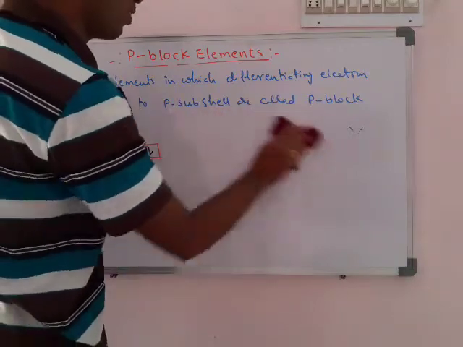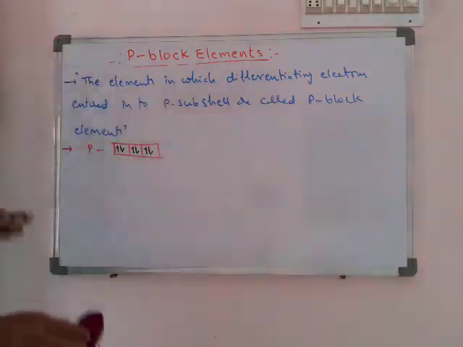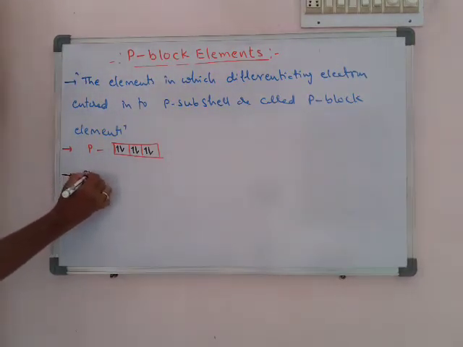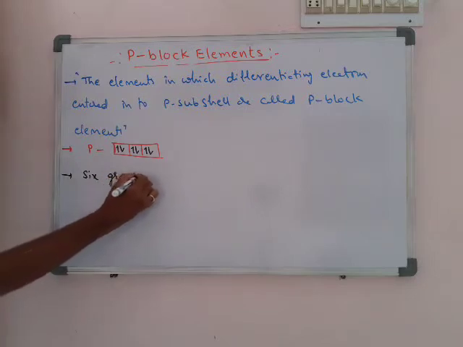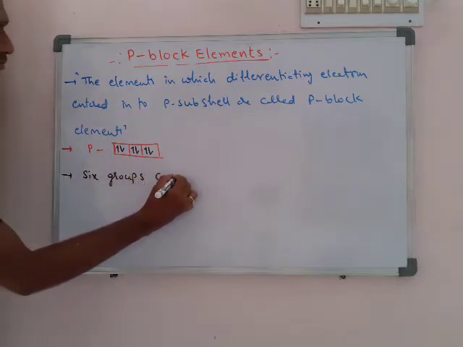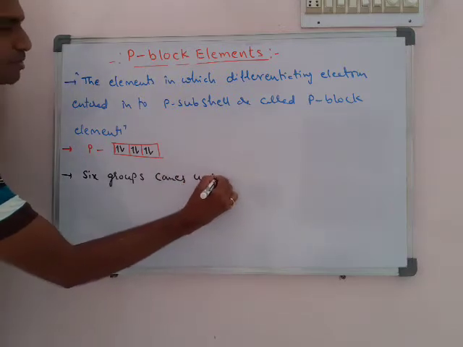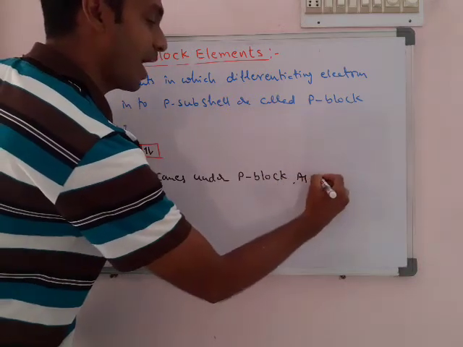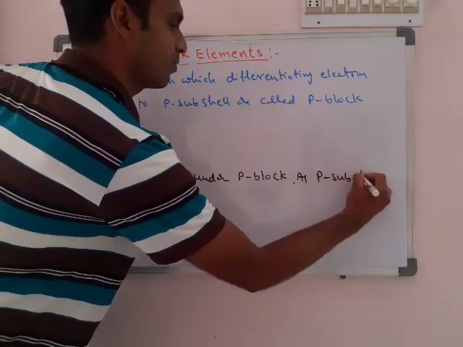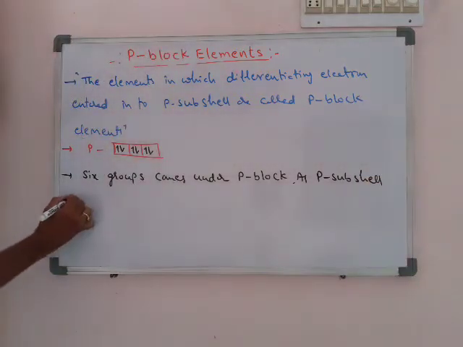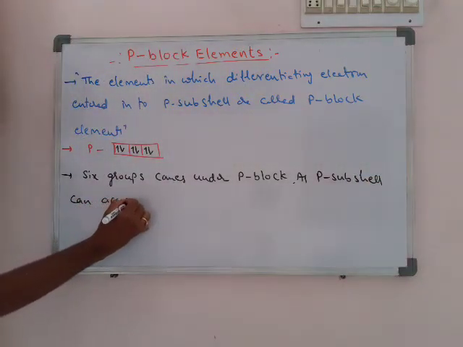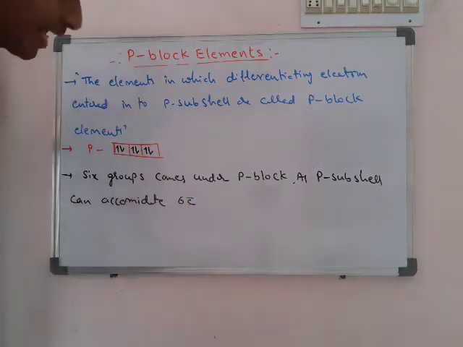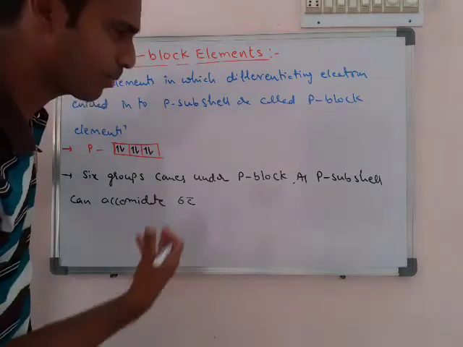Here we can write a point: 6 groups come under the p block as the p subshell can accommodate 6 electrons. Since it holds 6 electrons, there are 6 groups in it.